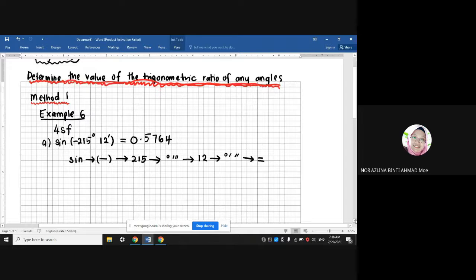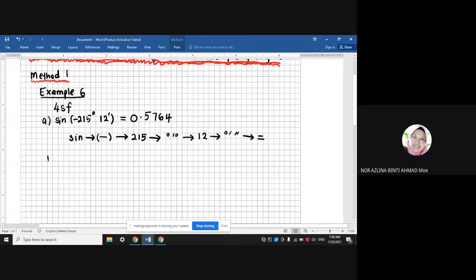Next, B. Remember we have 5 methods. This is method number 1. Kita ada 5 cara, 5 kaedah. Ini kaedah yang pertama, use a calculator. Second, question B, negative 4.14 radian.